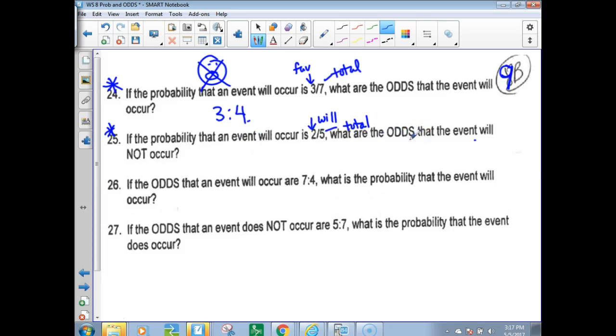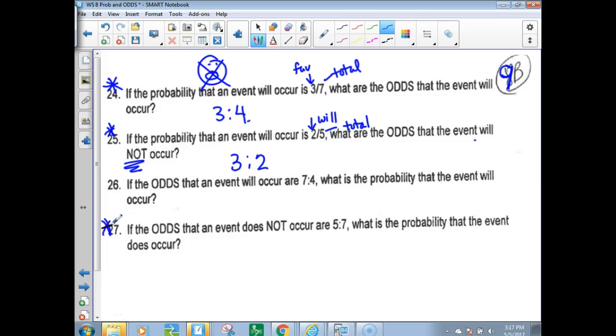Okay, this is why we need to focus. What are the odds the event will not occur? 3 times to the total was 5, so 3 to 2 for not occurring. It will occur 2 out of 5 times. So that means it doesn't occur 3 out of 5 times, right? Odds would be 3 to 2 then, that it does not occur.